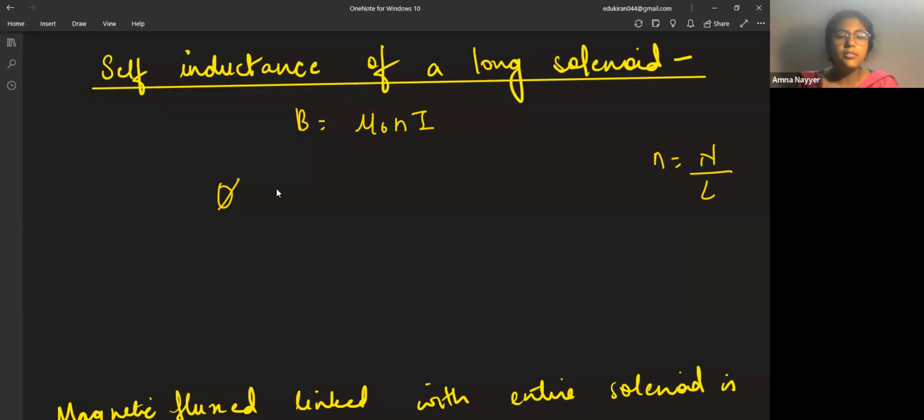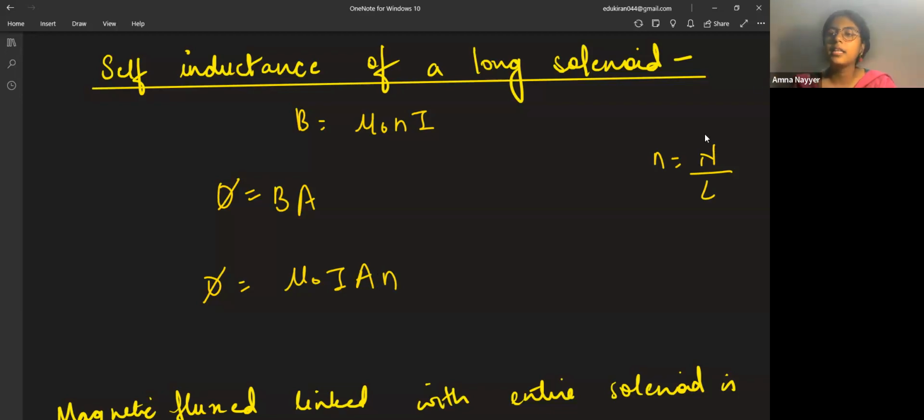Flux is what? Flux is B A. So let's put the value of B. So flux becomes mu naught n i A. Mu naught n i, this is B, the magnetic field, and A is the area.